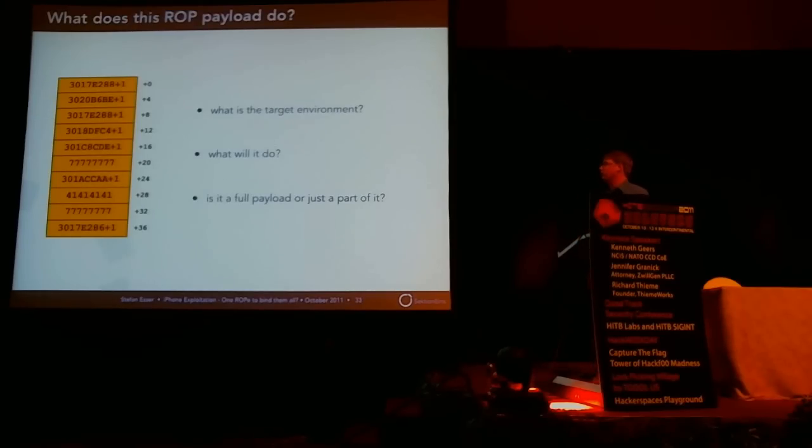When you look at this ROP payload, and I ask you what does it do, then you cannot answer this question because you don't know what is the target environment, so you don't know where the libraries are. You actually don't know what's hiding behind all the addresses, and that's why you cannot tell me what it will do. You cannot even tell me if it's a full payload or just a small snippet of a payload. So in order to interpret its meaning, you have to put it in a target environment.